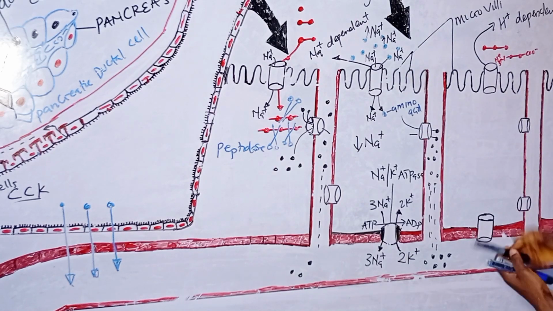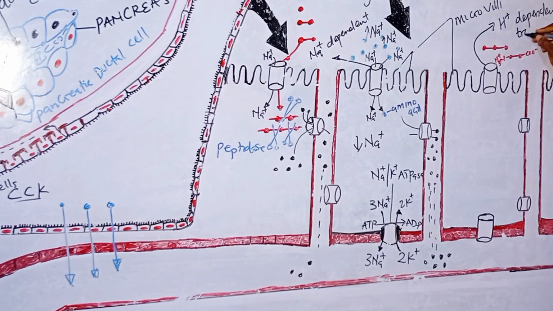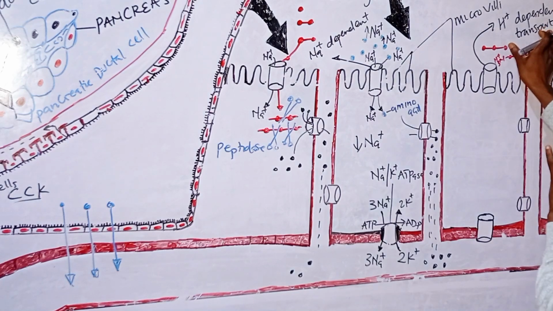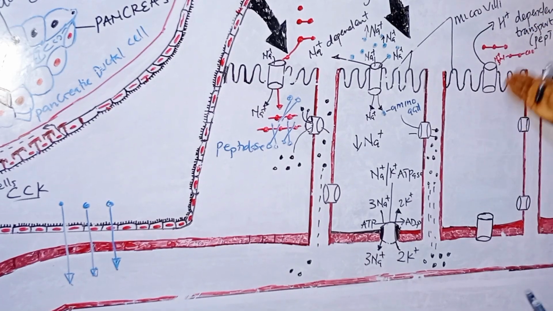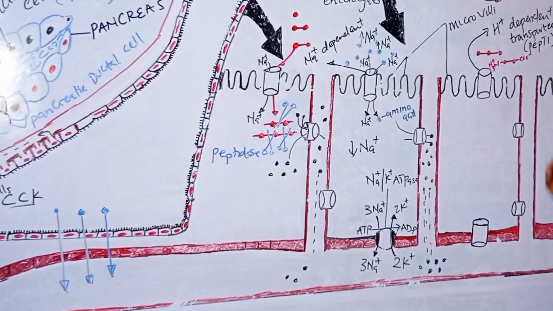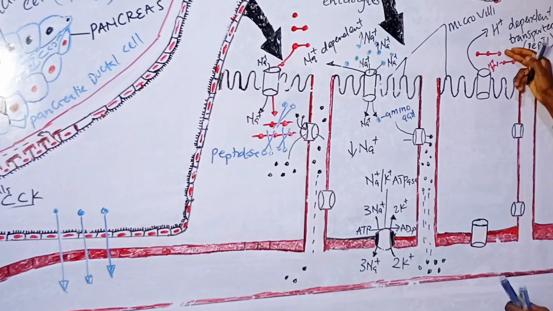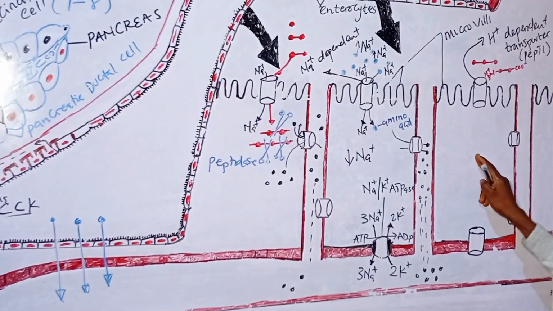This is a transporter protein as well. Let me just put the name here. We're going to have a transporter. This is another type of transporter, for example, let me say PepT1. That's a peptide transporter. So this transporter here is a peptide transporter. It's moving dipeptide and tripeptide into the enterocytes.